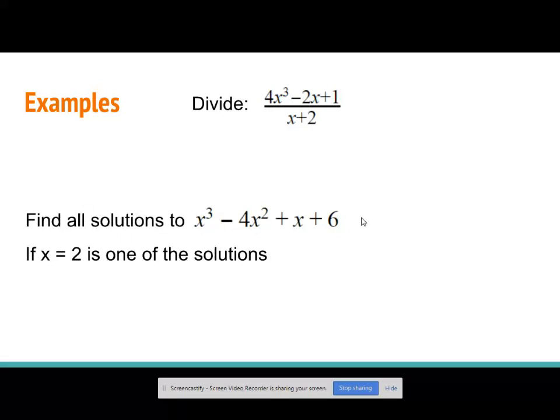Pretend this has equals 0. x cubed minus 4x squared plus x plus 6 equals 0. I'm telling you that one of the solutions is that x equals 2. Try these two on your own, and I'll show how to do them in a follow-up video. Actually, I take that back. I do have the solutions. So if you got the right solutions, then you don't need to watch the follow-up video. If you did not get the right solutions for that, then watch the follow-up video, see how to find those answers.